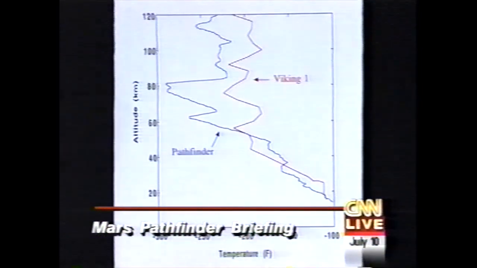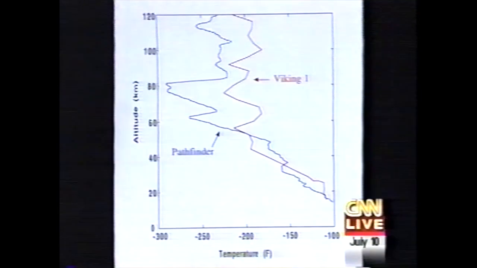Thank you. I'd like to walk you through this profile, assuming I can get this cursor to work, starting at the very top, which is the part of the profile that Mars Pathfinder encountered first.